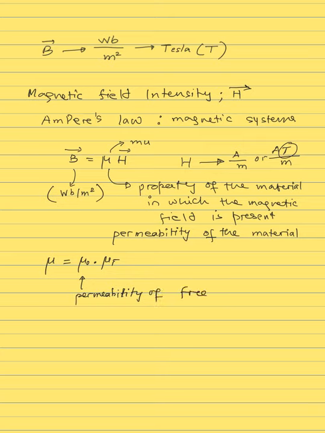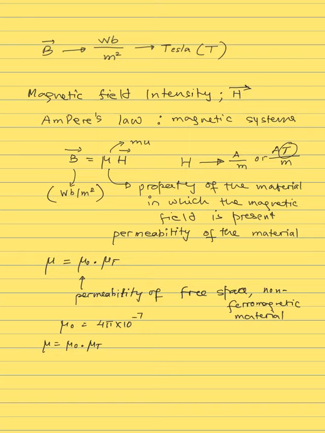Free space, vacuum, non-ferromagnetic materials. And has a constant value. So mu 0 is given by 4 pi times 10 to the power negative 7. All right. Since mu is given by mu 0 times mu r, so let's say you're talking about the material being the non-ferromagnetic material, then your mu is going to be equal to mu 0 itself.